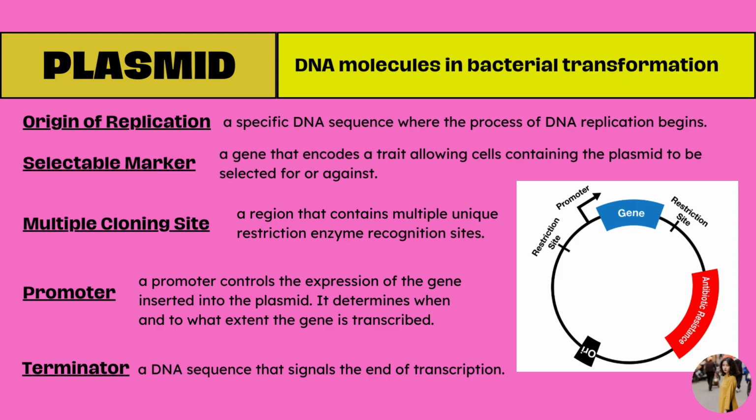And we also have a promoter. In the context of a plasmid, a promoter controls the expression of a gene inserted into the plasmid. It determines when and to what extent the gene is transcribed. And lastly, we have the terminator, a DNA sequence that signals the end of transcription. It ensures that the transcribed gene is properly processed and helps regulate gene expression.